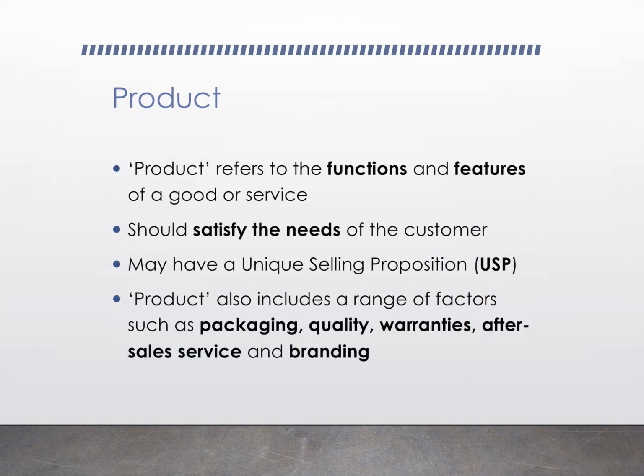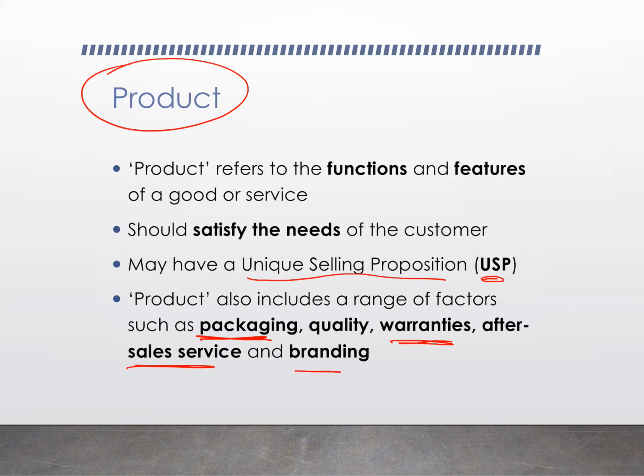So let's move on to product. Product refers to the functions and features of goods or services. Now, I would want you to think of a product, any product, and think what is the unique selling point, we call USP, that product has. Every product should have some unique selling point in order to attract the consumer. So to have a unique product, companies are spending money on packaging, or they look at the warranties, the after sales services, or they try to create a branding.